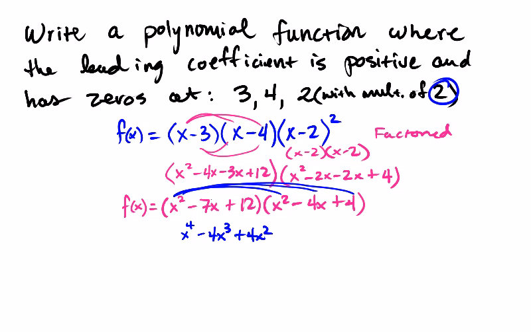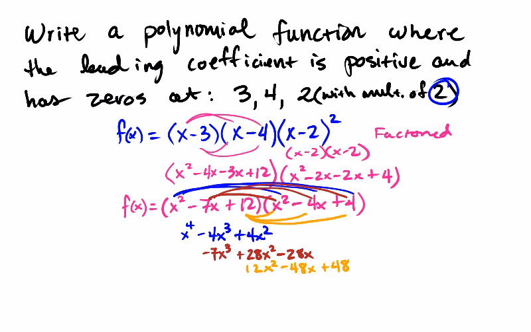And then you're going to do negative 7x gets multiplied by everything. So I'm going to multiply negative 7x to the 3rd plus 28x squared minus 28x. And then you're going to multiply 12 by everything, and you're going to get 12x squared minus 48x, and then plus 48. And then I'm going to add all the like terms together, and you'll have your final answer.